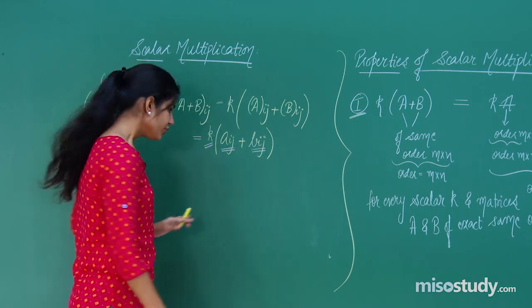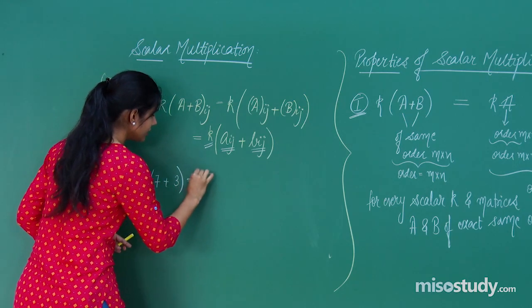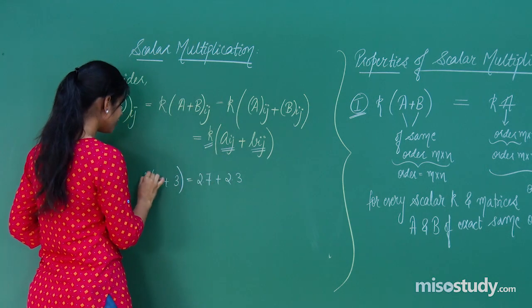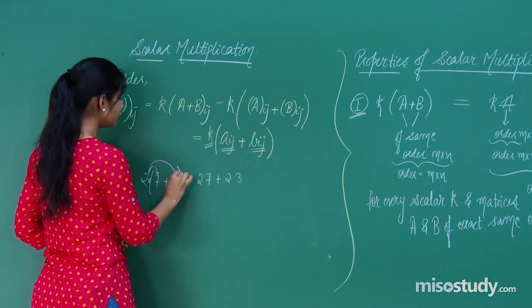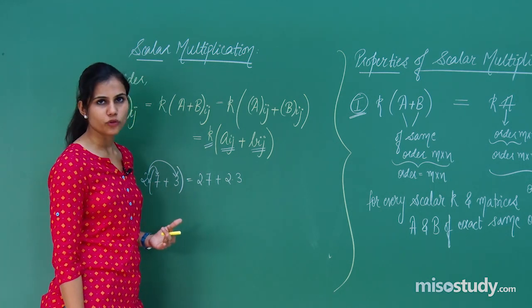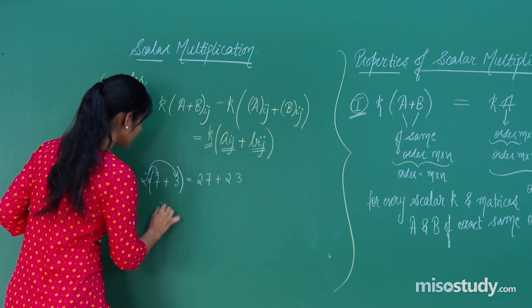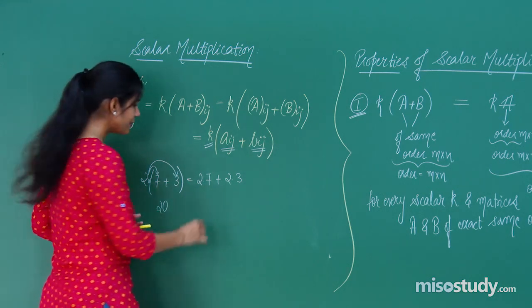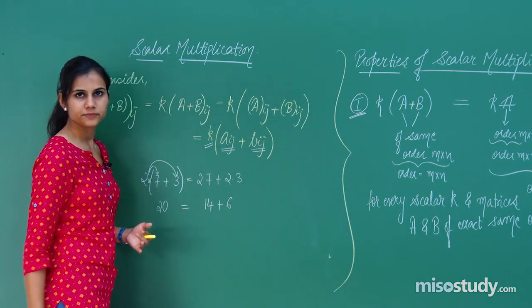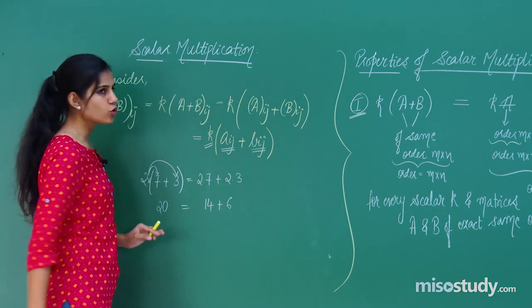You know that 2 times (7 plus 3) is 2 times 7 plus 2 times 3, because multiplication always distributes over addition in numbers. You can see 7 plus 3 is 10, 10 into 2 is 20. And this is 7 into 2, 14, plus 3 into 2, 6, which is again 20. So you know that when there are numbers, then multiplication distributes over addition.